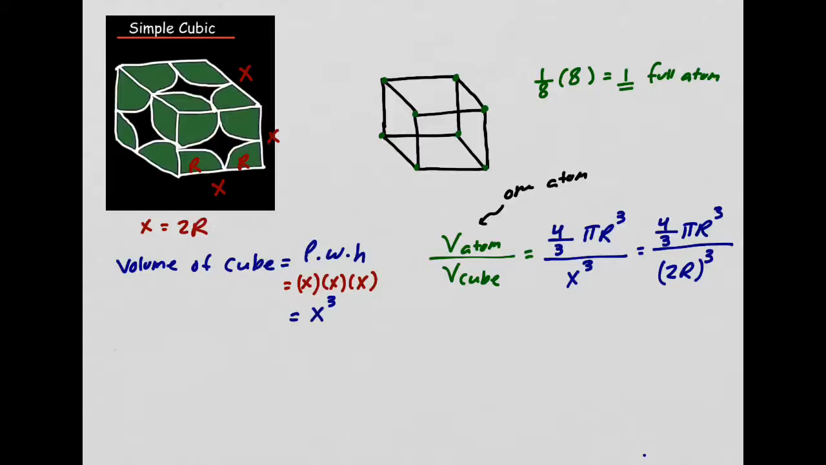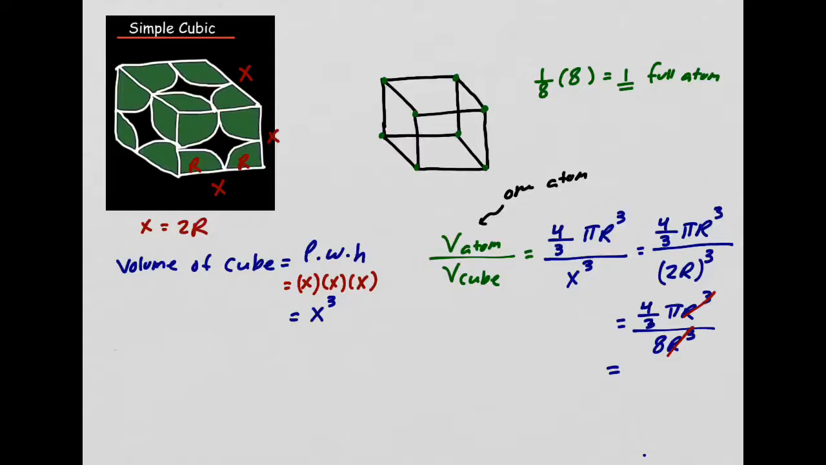Now, nothing fancy, I'm just going to simplify this a little. So 4 over 3 pi r cubed over, and then this would be 8 r cubed. All right. Now I want you to cancel out whatever you could cancel out. What could you cancel out? Yeah, the r cubed, you can cancel it out. Now it doesn't seem that bad, does it?